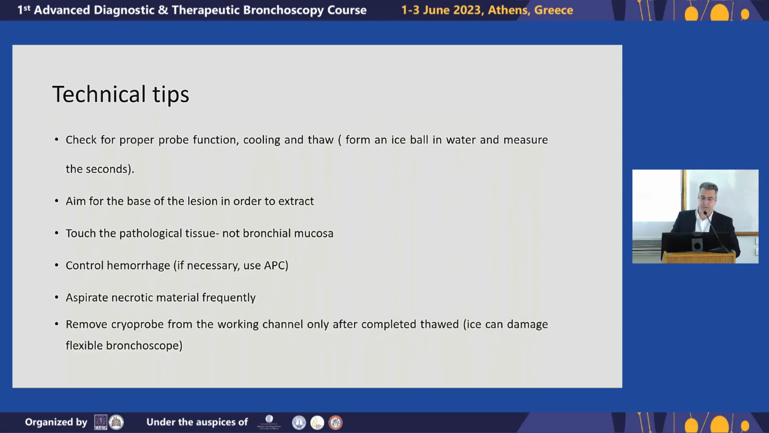The technical tips: we have to reach for the base of the lesion, depending on our possibilities. We touch the tissue, not the mucosa which surrounds it. So if we touch the mucosa, the bronchus, we just leave it to thaw and we try again. We do not push, because we will cause unnecessary bleeding. We control the hemorrhage, and we aspirate necrotic material. Of course, we do not remove the cryoprobe before it is thawed. So we do not push the cryoprobe when it is frozen, because we can damage the scope.